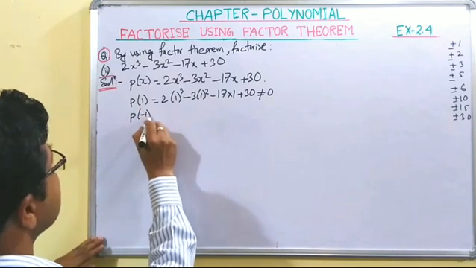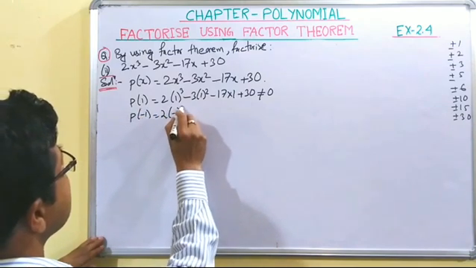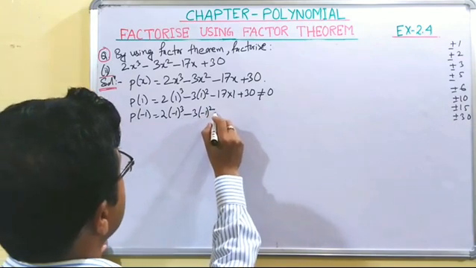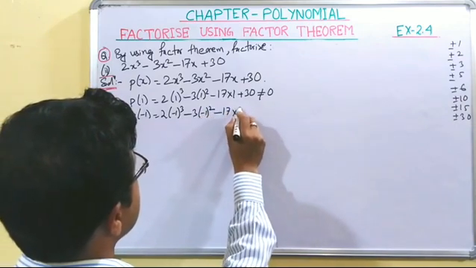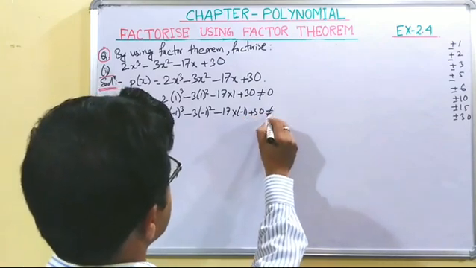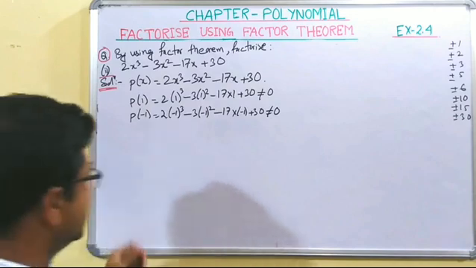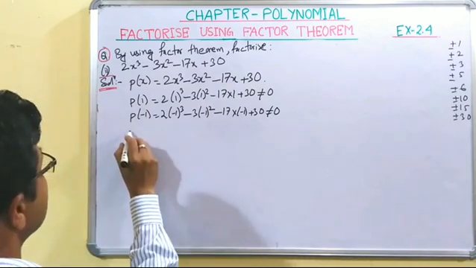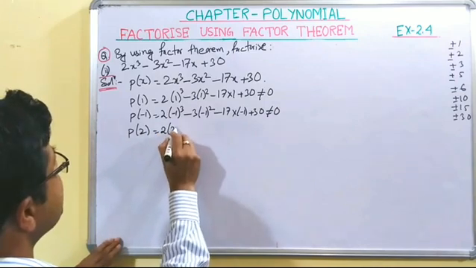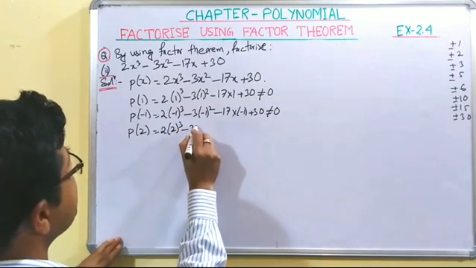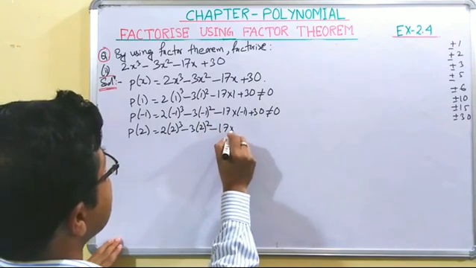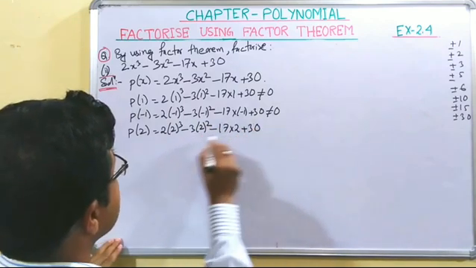P of minus 1: 2 into minus 1 cube, minus 3 into minus 1 square, minus 17 into minus 1, plus 30. This is also not 0. I am not doing this. Okay. Now let us try P of 2: 2 into 2 cube, minus 3 into 2 square, minus 17 into 2, plus 30.